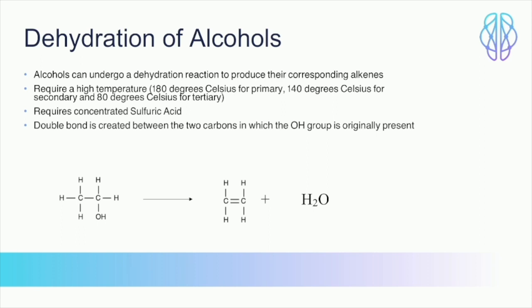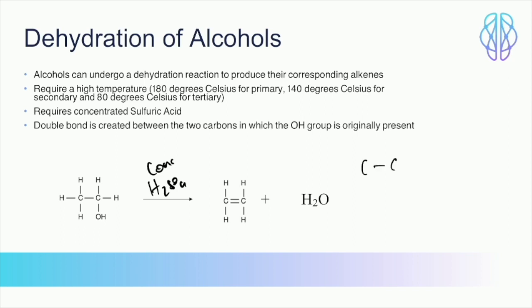It's also important to remember that wherever the OH group is present, the double bond is made between those two carbons. So we have a simple example, ethanol, with concentrated sulfuric acid, and that'll proceed to form ethene and water. So that's the most important thing. But I'll show you another example.